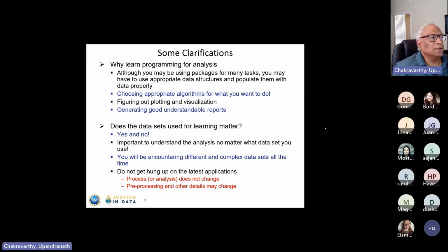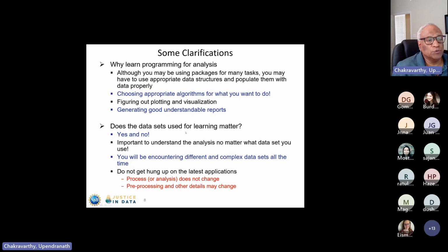So some clarifications, why learn programming for analysis? Today, you have a lot of packages for many tasks you need to do. You may have to use appropriate data structures and populate. So it is not that you're developing a lot of code, but you need to put together the packages in a way that is appropriate for your analysis. Choosing appropriate algorithms for what you want to do, figuring out plotting and visualization, generating good and understandable reports.